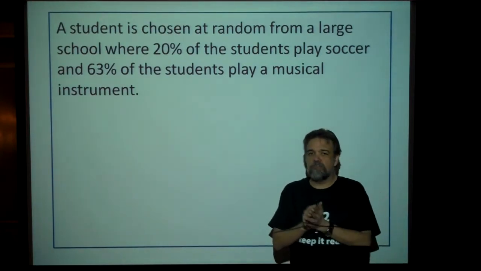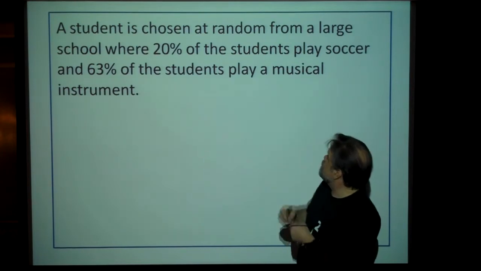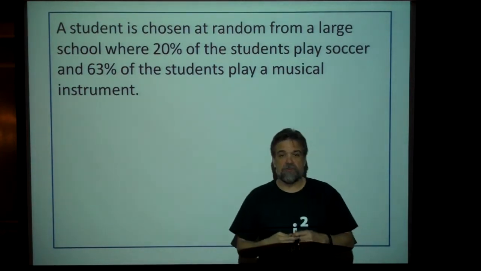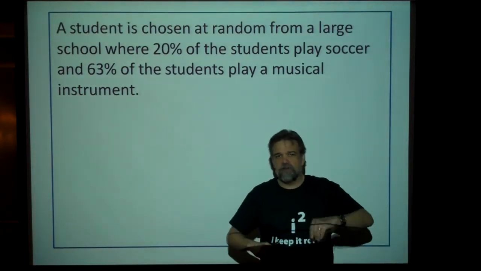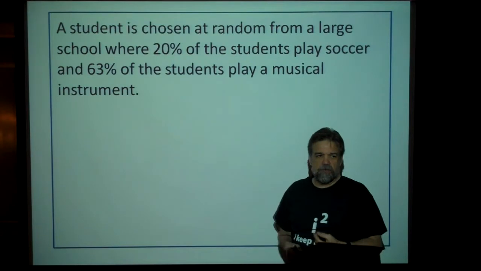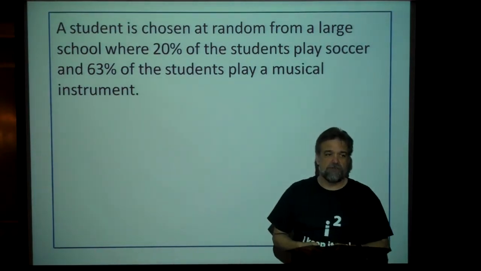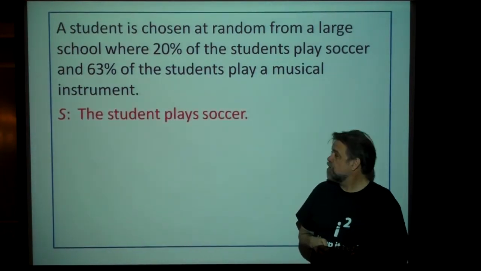We have this example. A student is chosen at random from a large school where 20% of the students play soccer and 63% of the students play a musical instrument, okay? So I got this large school here, some are soccer players, some are musicians, and I just cover my eyes and randomly pick a student up. And so I immediately have some probabilities here.